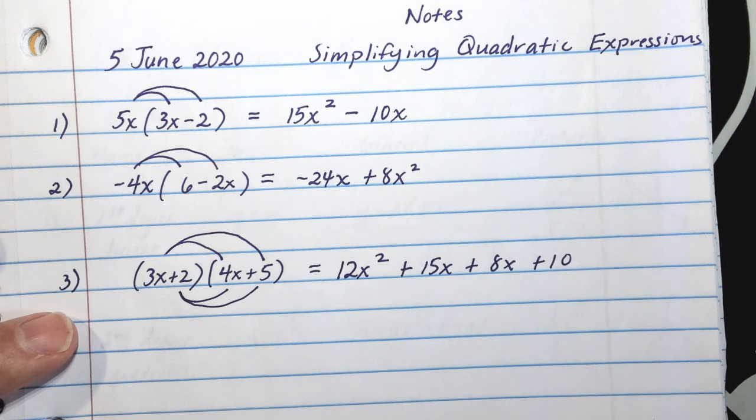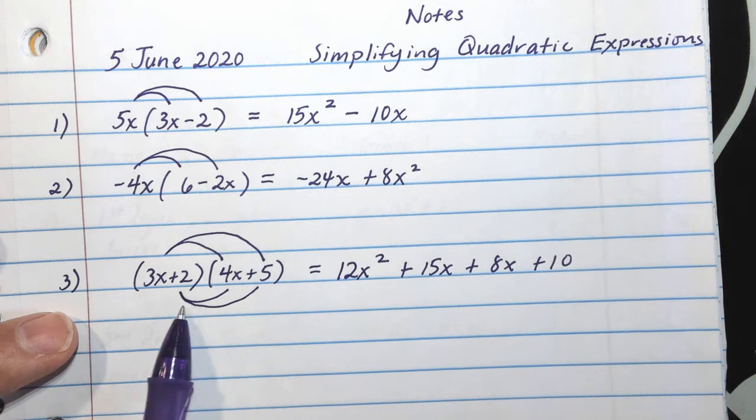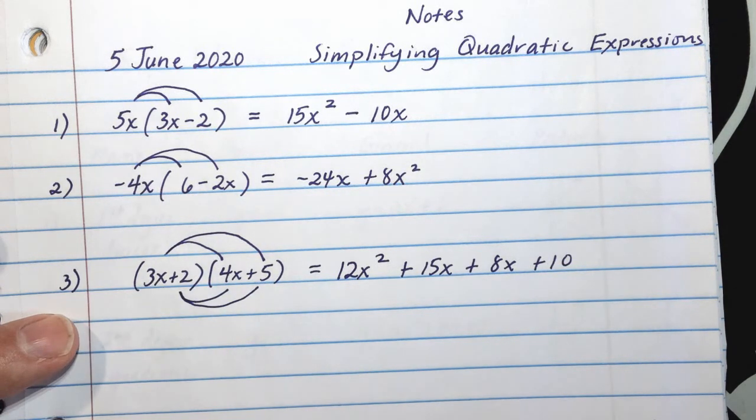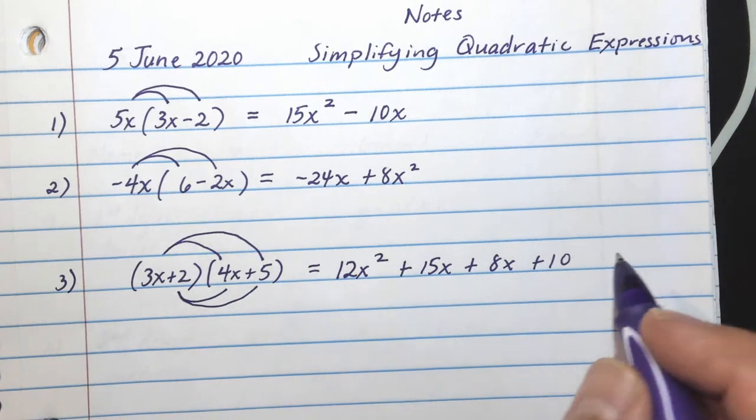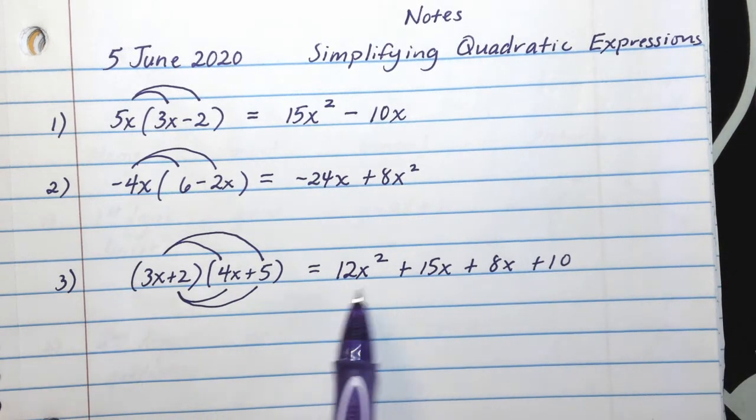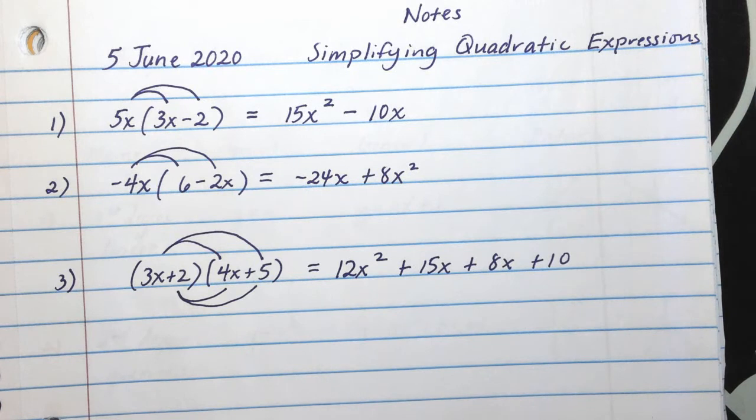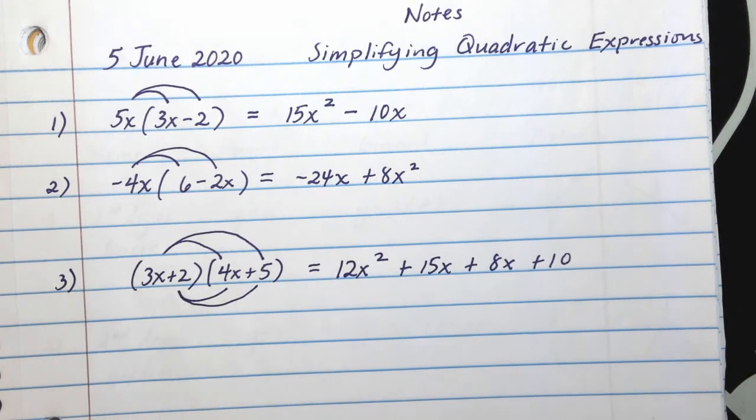So, obviously this problem is much harder than this. I had to distribute 4 times instead of just 2 times. So that's why there should be 4 things here. 1, 2, 3, 4. There are 4 things here. 1, 2, 3, 4. Yep.